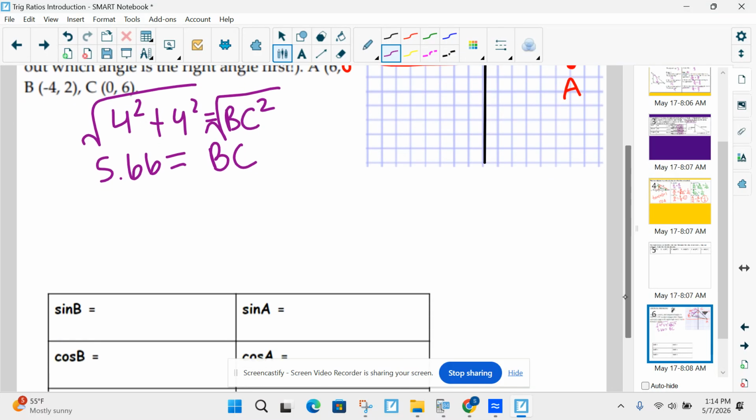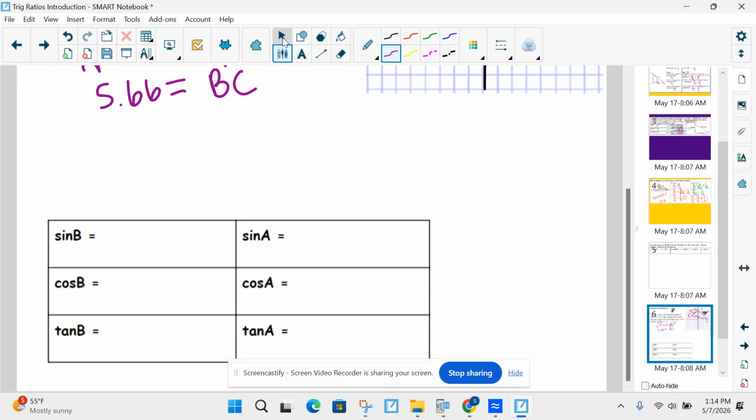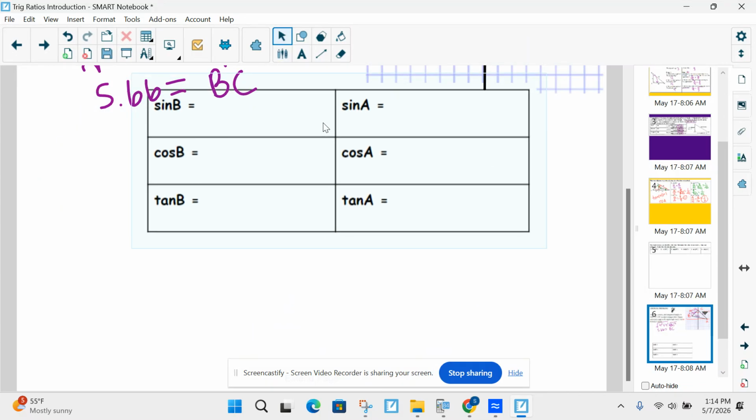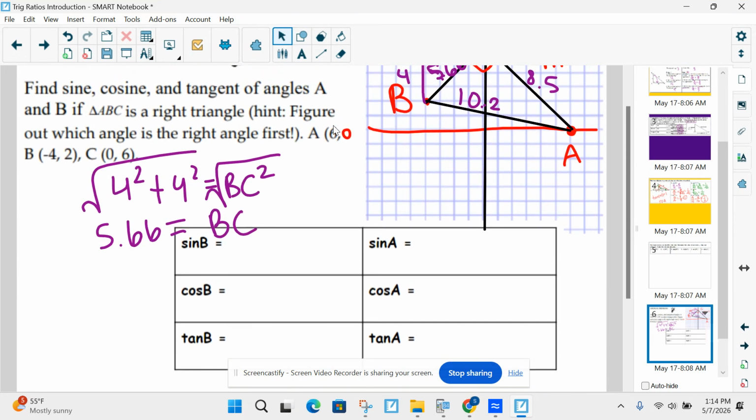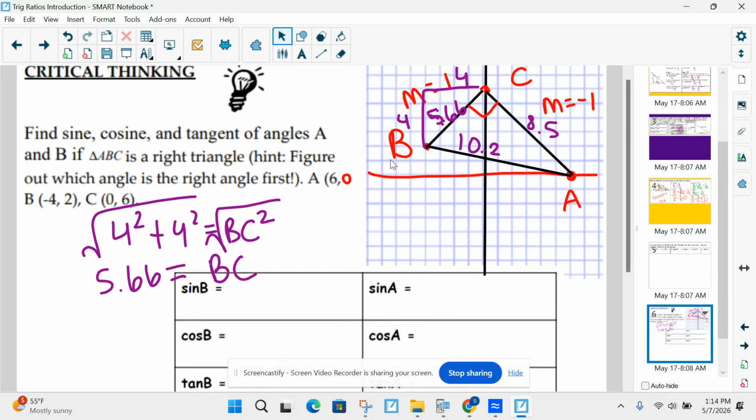Next, we're going to use this table here. I'm going to come up to find the sine, cosine, and tangent ratios of both angles. And we're going to notice some important things. So the sine of B is opposite over hypotenuse. Opposite side would be 8.5, and hypotenuse is 10.2. And if I divide those two numbers in my calculator, just no sine, just divide the two numbers, you'd get 0.83.